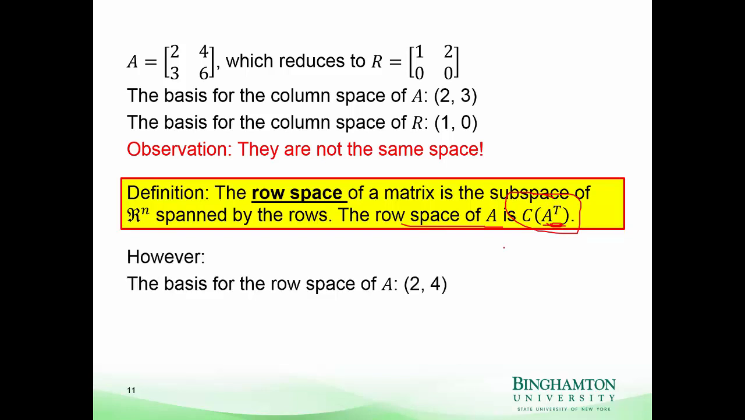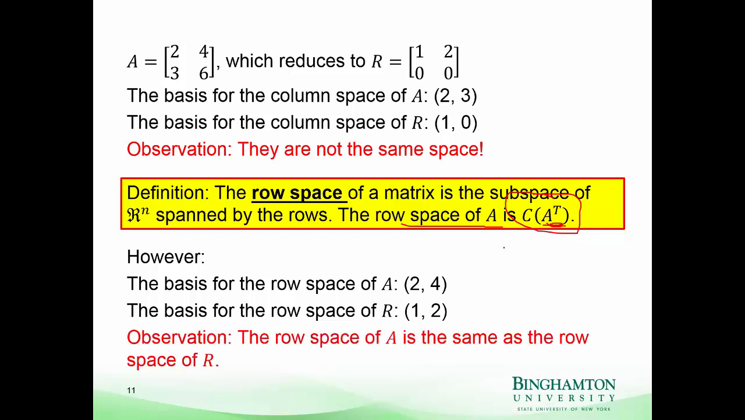But let's look at our example here. The basis for the row space of A is 2, 4. The basis for the row space of R is 1, 2. But look, those two vectors are lying on the same line. So the row space of A and R is the same. Column space is different. Row space the same. So row reduction doesn't change the row space. It changes the column space, but not the row space.